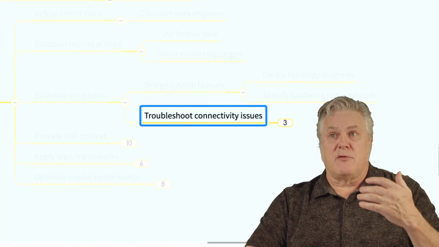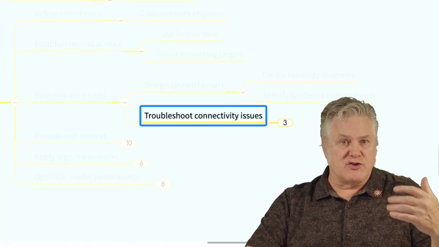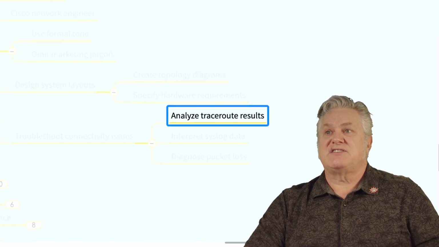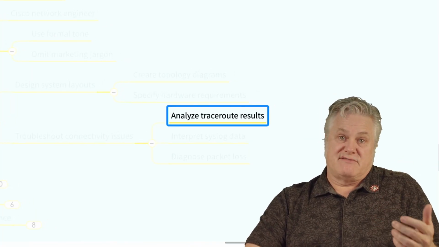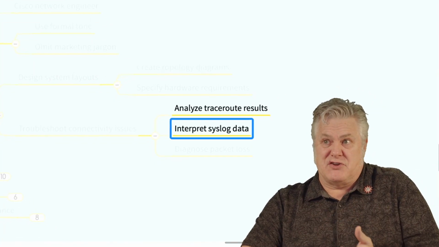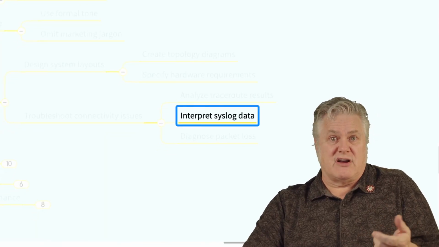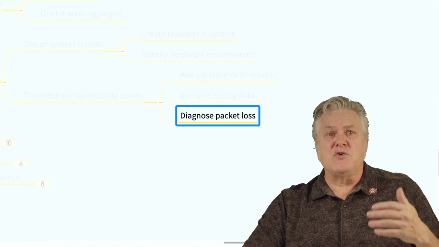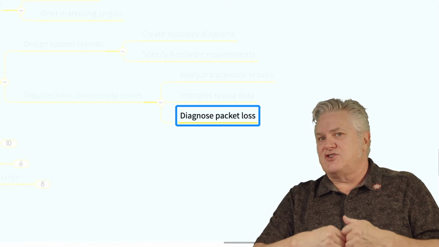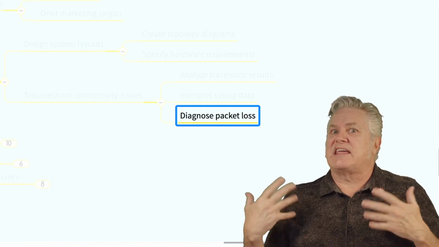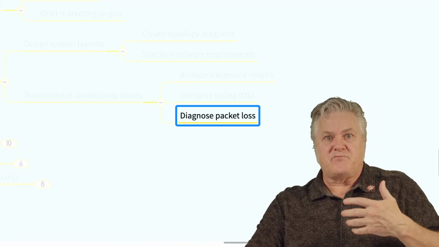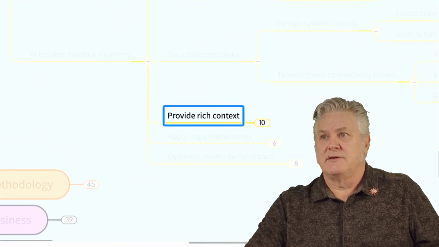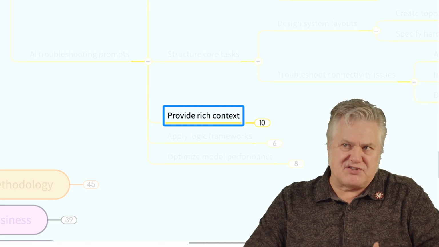If you're structuring your core task along the troubleshooting lines, you may say analyze the traceroute results. That means you've got to give it the traceroute results. Interpret the syslog data. That means you've got to be able to pick it up and drop it in there. And diagnose packet loss. You can't just say diagnose packet loss. You've got to give it some data here, some throughput statistics. This is where the rich context comes in.